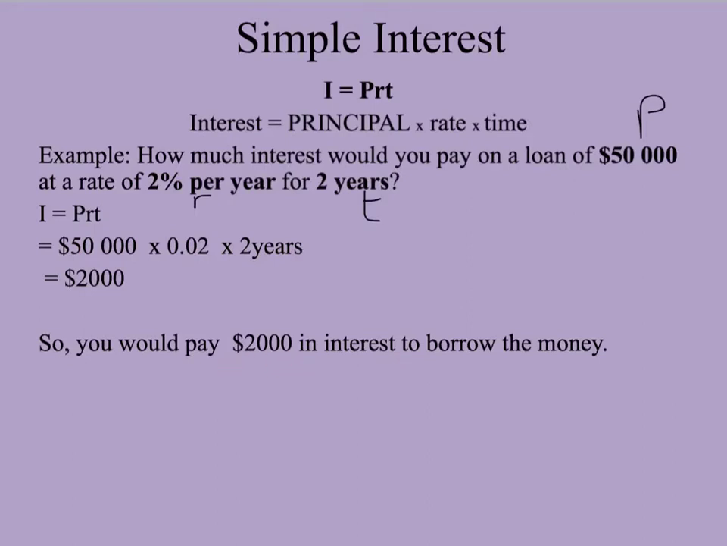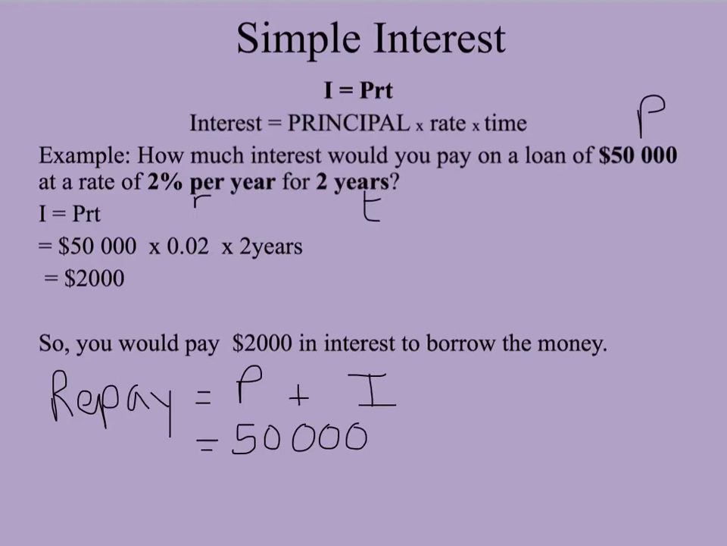What do you pay total at the end of the year? How much do you repay? So you repay your principal plus the interest, what it's costing you to borrow it. In this case, we repay everything we borrowed, $50,000, plus the $2,000 interest, which means at the end of this, we're repaying $52,000. So make sure that when you get questions like this, you're figuring out if you're finding the interest or if you're finding how much you're repaying, because they're very different things.